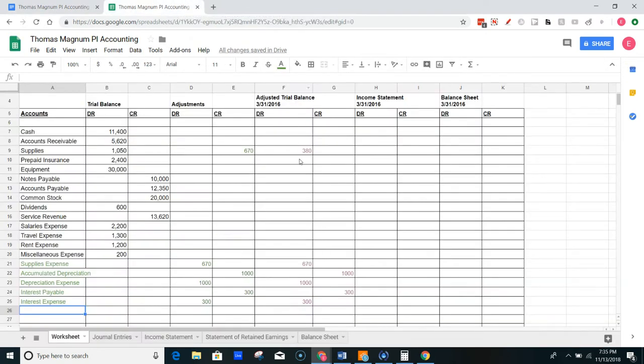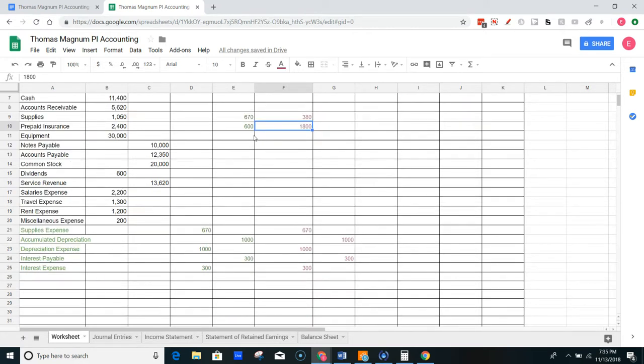So we jump over here. You can think of insurance a lot like supplies, right? We've used up a portion of our supplies that gives us a balance of 380. When we use up our prepaid insurance here, it's going to be $600 is going to be our credit, and we're left with a balance of 1,800, right? Just like we did with supplies, we had 2,400 in insurance. We used 600 of it, so our ending balance for that is $1,800. So we can continue to operate with insurance for the next several months.